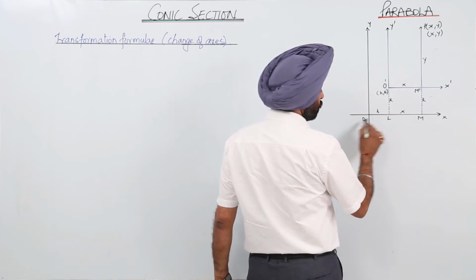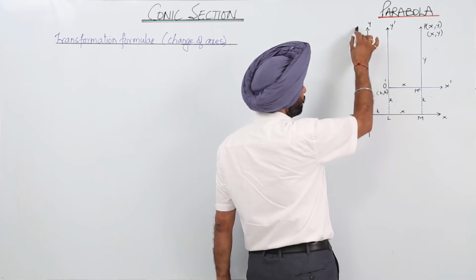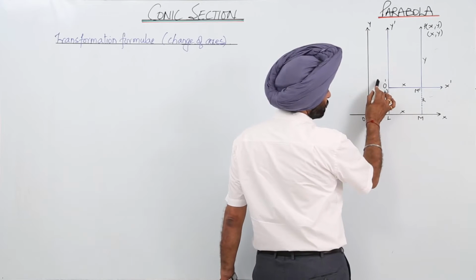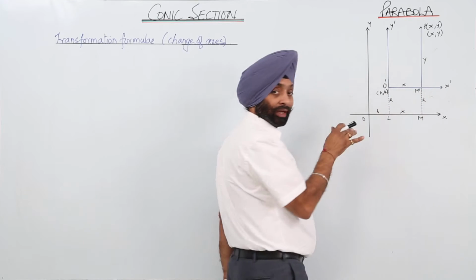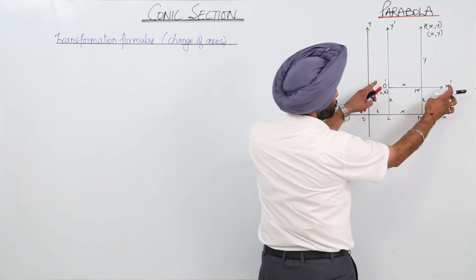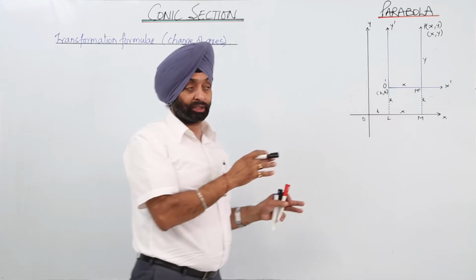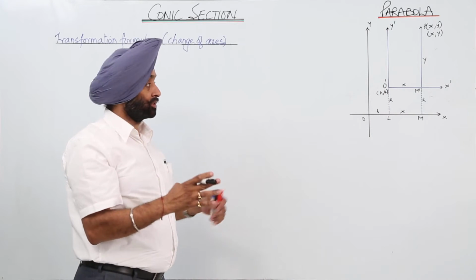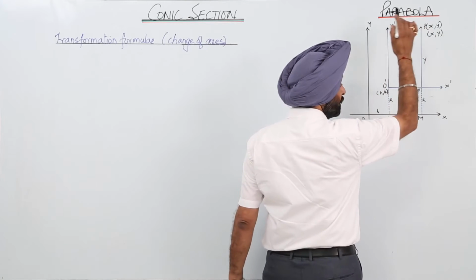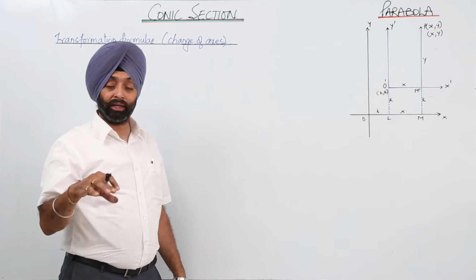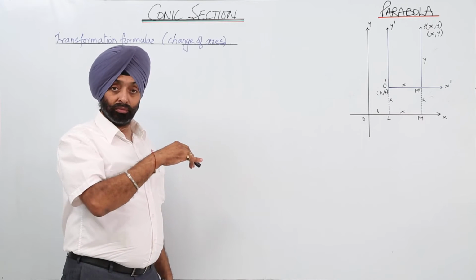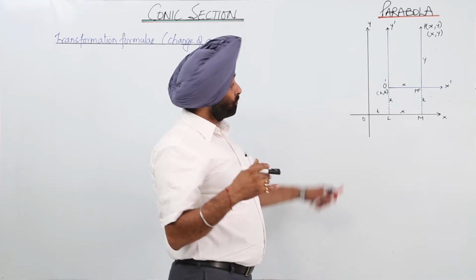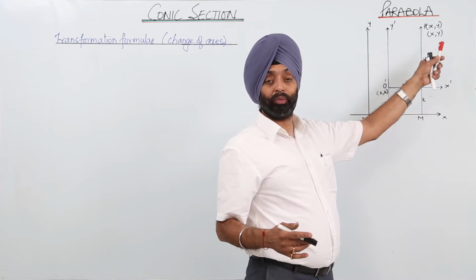Now look here, OX is the original axis, OY is the original axis, x axis and y axis. O dash X dash is parallel to x axis. Similarly, O dash Y dash is parallel to the original y axis. Now a point P lies in a quadrant. When we are dealing with the original axis, it is P small x and small y, and for the new axis we have taken capital X and capital Y.